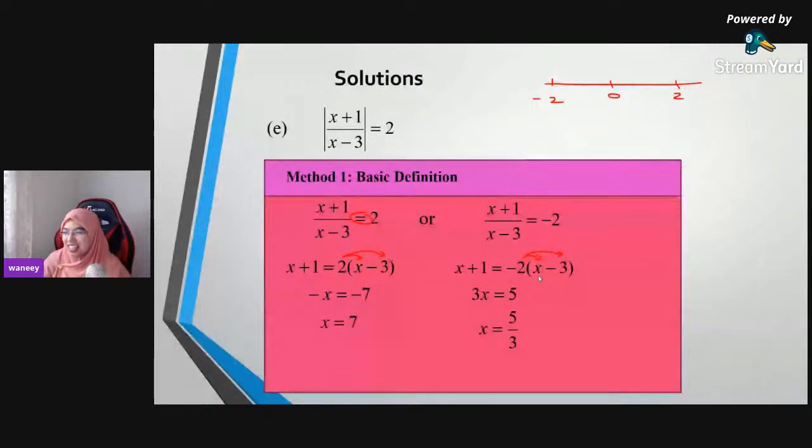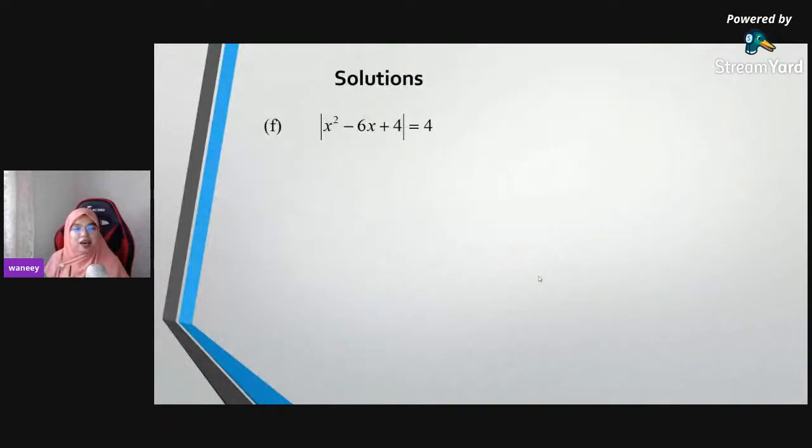Okay, so E done. Now let us proceed to F. Okay, so F, we have the modulus of x squared minus 6x plus 4 is equal to 4. So again, I'm going to give you around 2 minutes for you to solve them. Is it enough? 2 minutes? 3 lah, saya bagi 3 minit. Awak cuba solve. Masa anda bermula daripada sekarang.